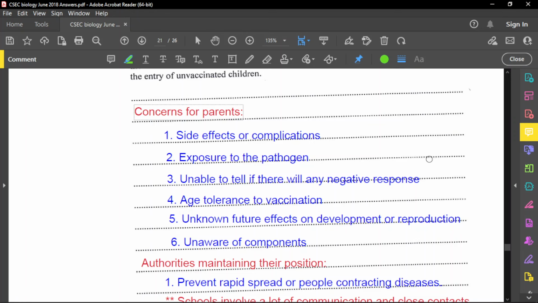And the next one is that some parents maybe are concerned about the components that are present within the vaccine. So this one is the unknown components, right? Which means they're unknown to the parents. The persons who develop the vaccine, yes, they will know. But the parents are not sure about the components present in the vaccine.